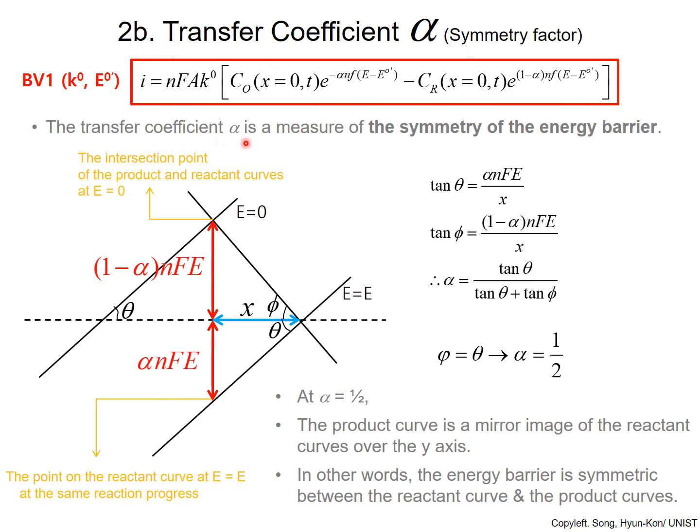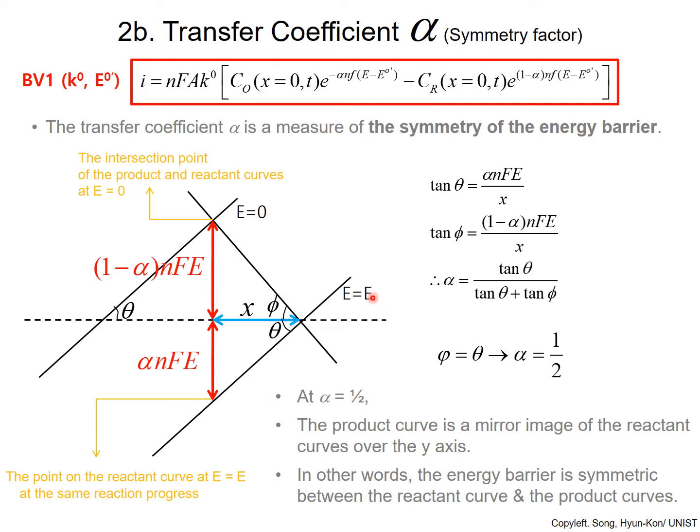The transfer coefficient alpha is a measure of the symmetry of the energy barrier. Let me magnify a portion of the reaction coordinate diagram around the energy barrier. Here is a single product line, and we have two different reactant lines. The first one is obtained at potential equal to 0, and the other reactant line is coming from the potential equal to some value, like applied potential equal to E.